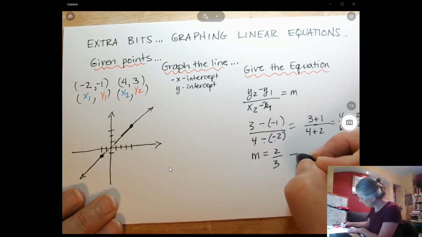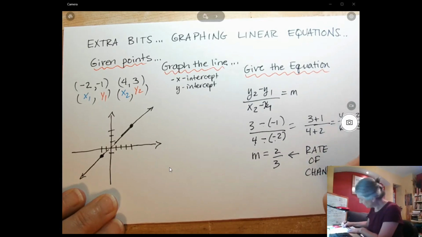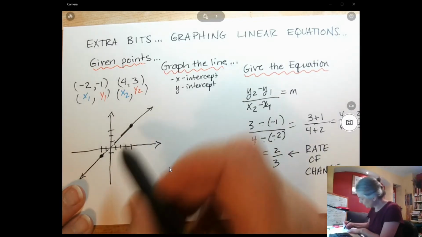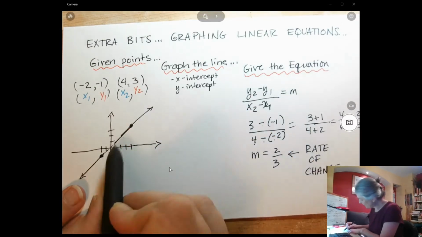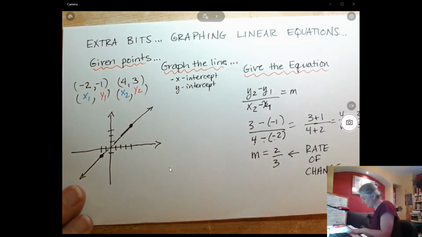A very important thing, because that is what we also call the rate of change. Very important for real world problems to understand what rate of change really means. It is the slope, or the change in height in the y direction over the change in the x direction. All right, so we're not quite done yet.